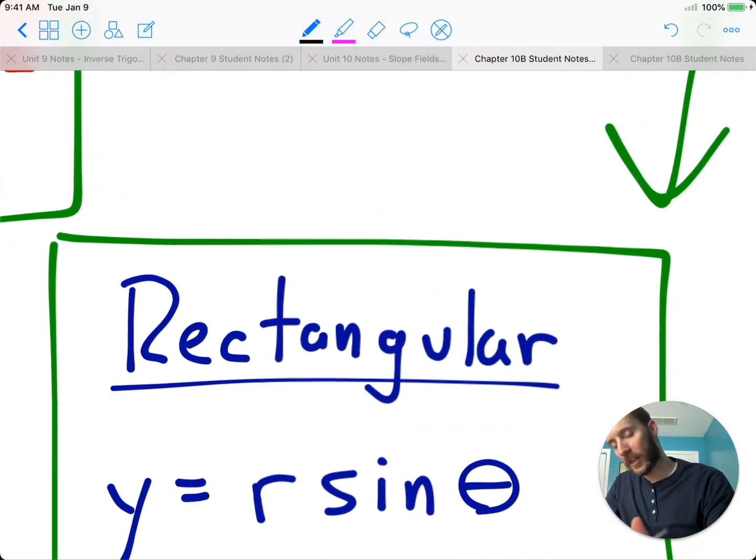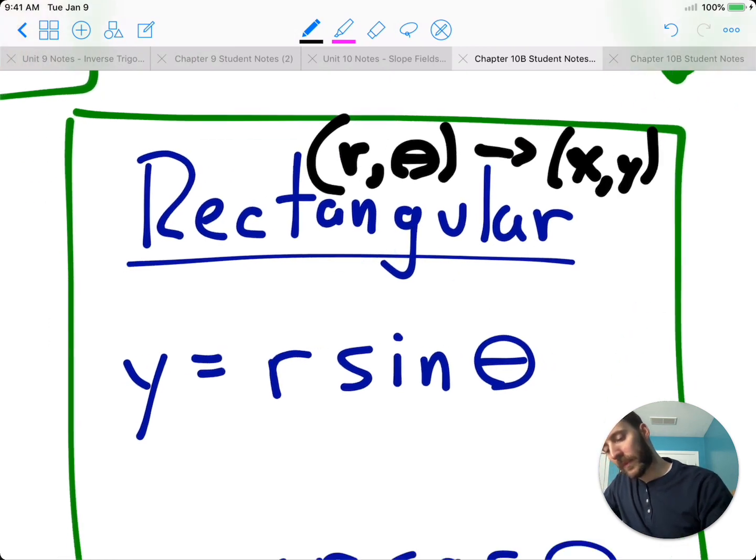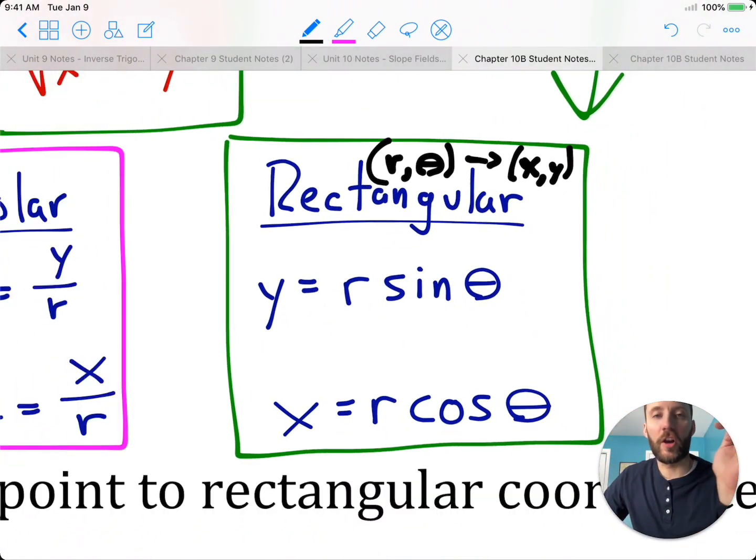Then if you're going to rectangular form, that means you have polar form, r and theta. So r and theta going to x comma y. If you have r and theta, r times sine of theta gives you y, r times cosine of theta gives you x.